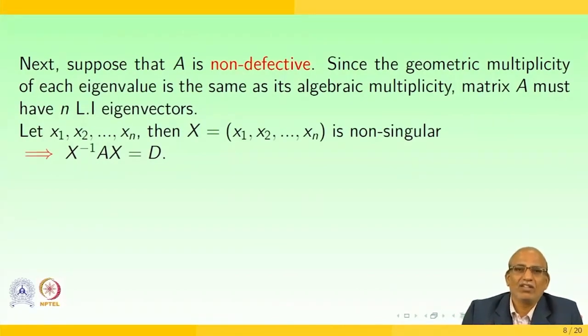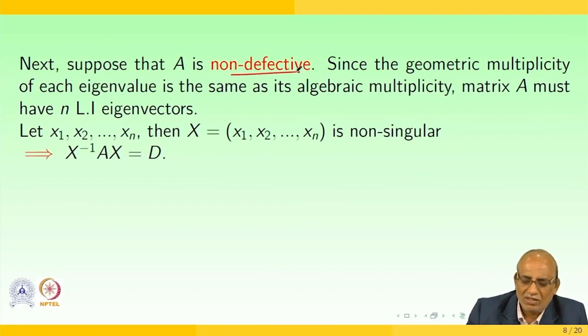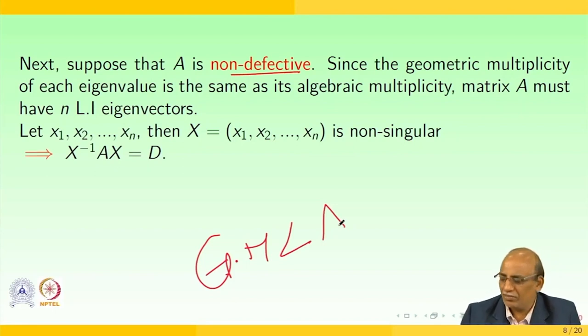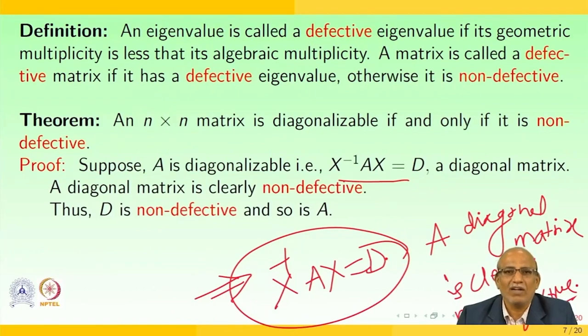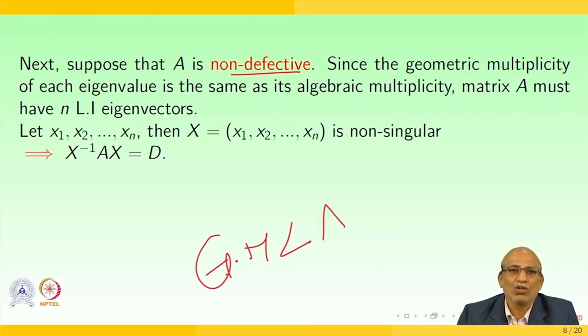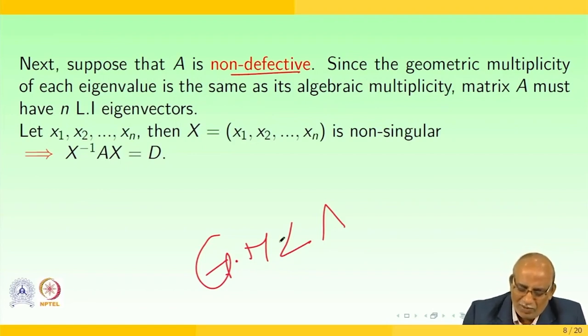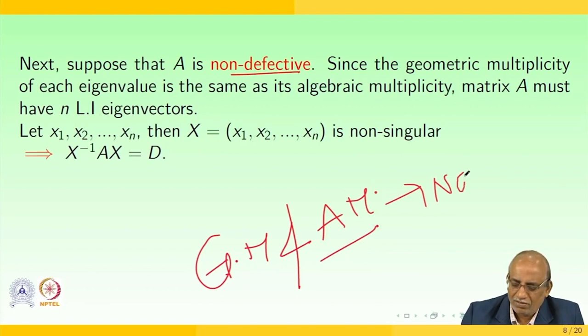Conversely, suppose that A is a non-defective matrix. As we spoke in the previous case, the geometric multiplicity of matrix B is 1, which is less than the algebraic multiplicity. That means it is a defective matrix. So, suppose that A is non-defective. That means the geometric multiplicity is not less than the algebraic multiplicity.